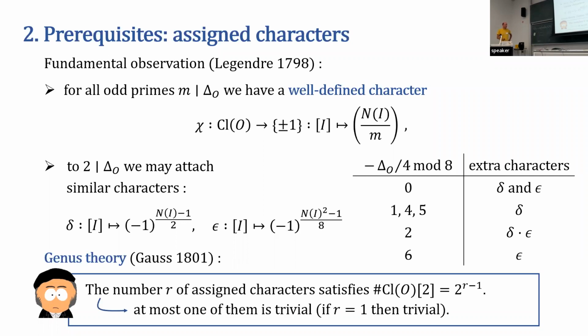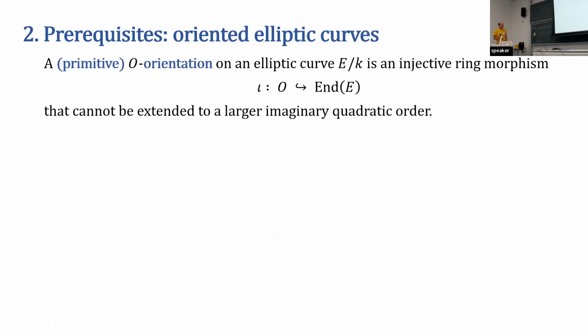Okay. What is also interesting is that at most one of these assigned characters is trivial. I said an assigned character could potentially be trivial, but this is only true for at most one. So if you play this game for 2 different assigned characters, you will definitely break decisional Diffie-Hellman.